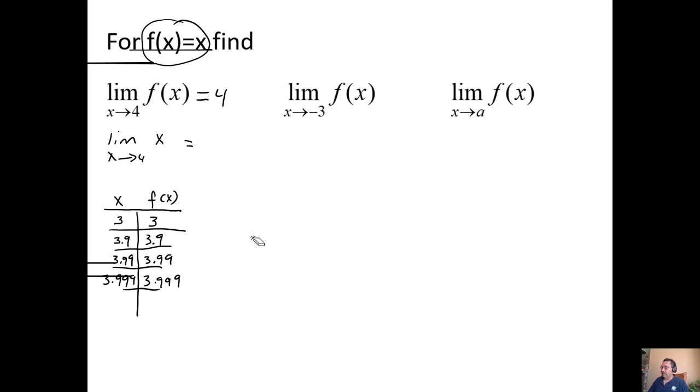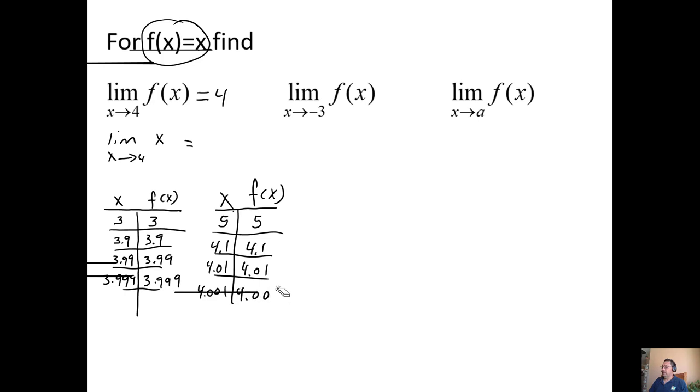You can look at this from a graph. Now, if you're going to make a table, then you should also do it from the other side. So x, f of x, and then you can do 5, then 4.1, then 4.01, then 4.001. And so then again, f of x equals x means that you get 5, 4.1, 4.01, 4.001. Your inputs are tending towards 4, and your outputs are the same, so your outputs are also tending towards 4. So your limit is 4.